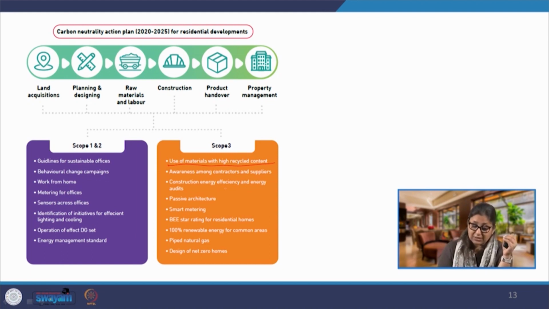Then we are talking about construction energy efficiency and energy audits. The energy efficiency during the construction phase, and passive architecture. How we can make the buildings passively comfortable, so that less and less energy is required to maintain comfort. Or metering. We have said it multiple times that anything that we measure is what we start to value, and what we value is what we measure. So, if we measure the consumption properly, if we measure different heads of energy, where the energy is going, we will be able to be more efficient in using them.